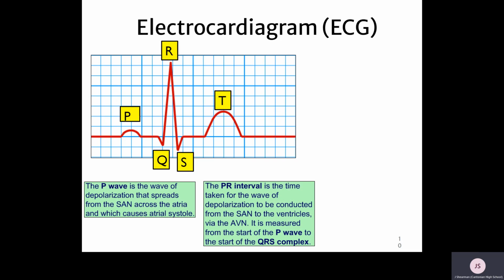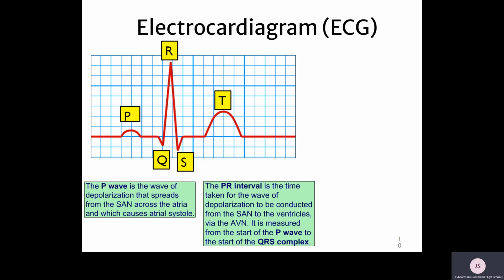Next, we've got what's known as the PR interval, and this is representing the time it takes for the impulses from the sinoatrial node to travel via the atrioventricular node and reach the ventricles. And although it's called the PR interval, it's actually measured from the start of the P wave to the start of the QRS complex.